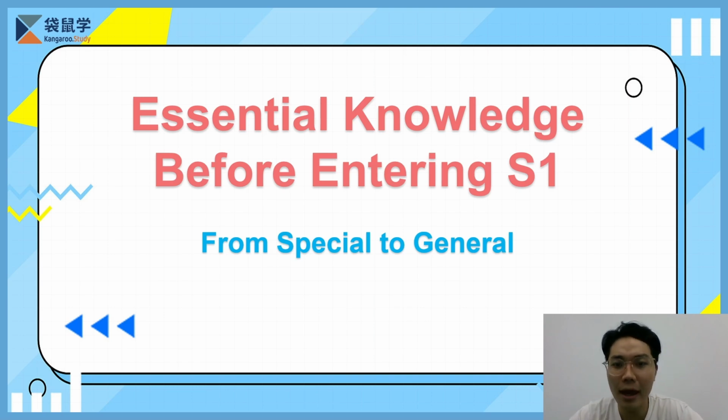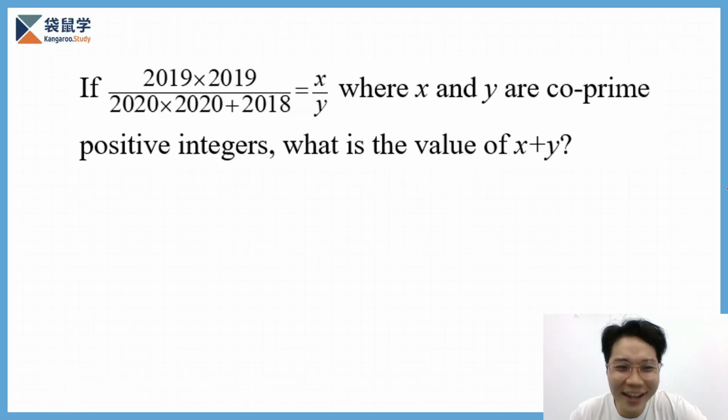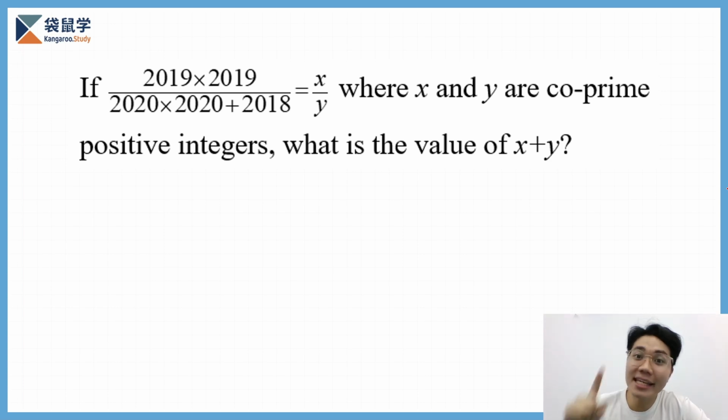Today's topic will be from special to general. Let's look at the question, shall we? If 2019 times 2019 over 2020 times 2020 plus 2018 is equal to x over y, where x and y are co-prime. Some of you might not be familiar, right? Those of you who have come to the holiday class should be very familiar.